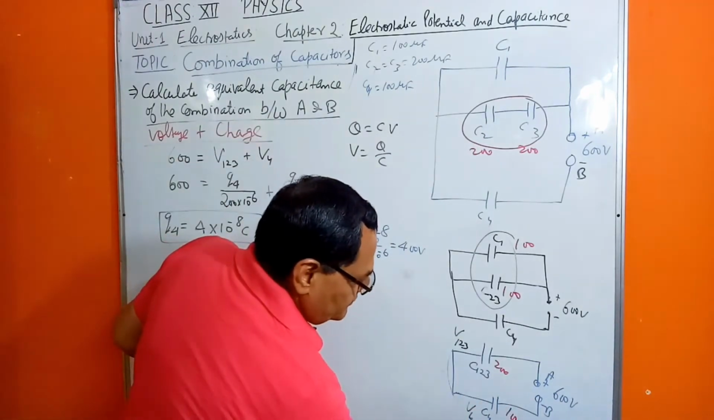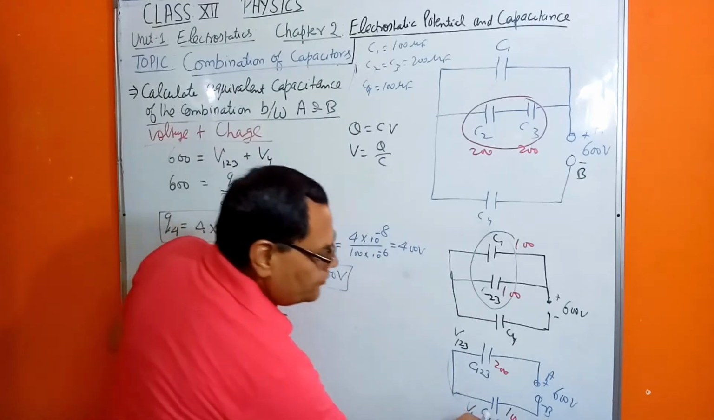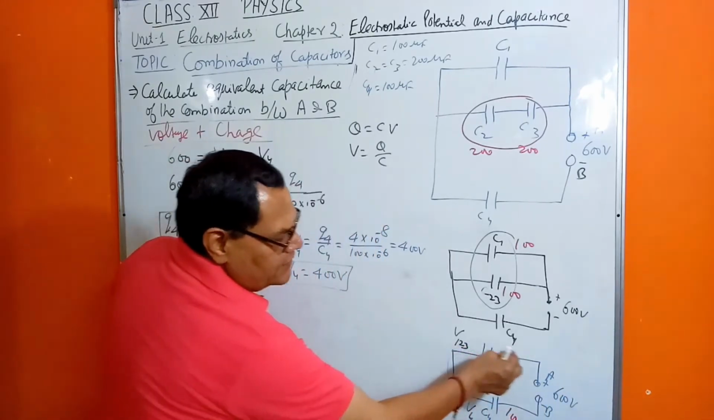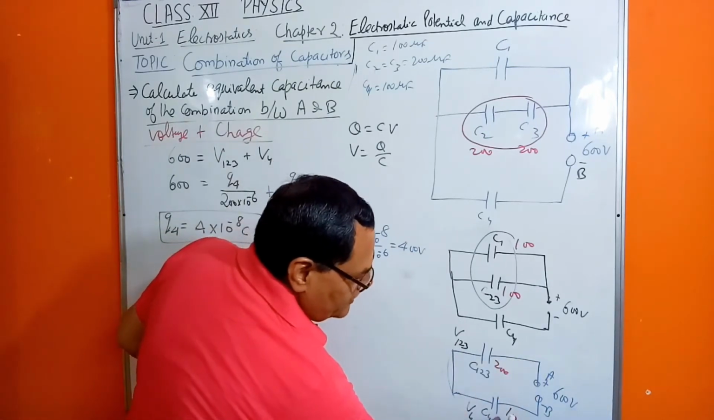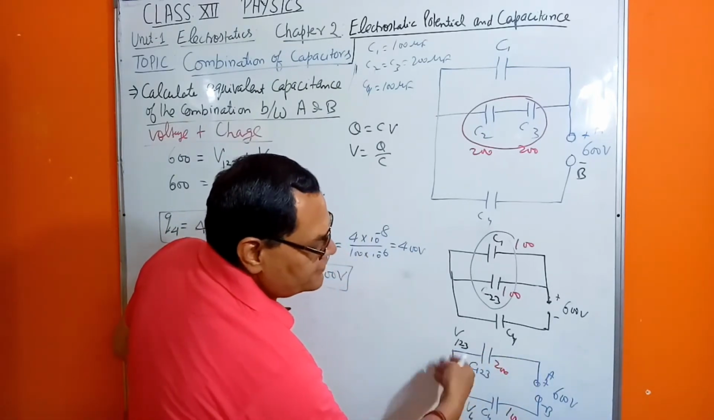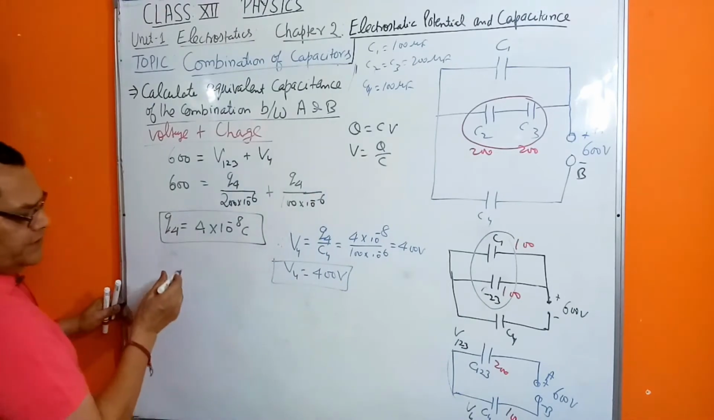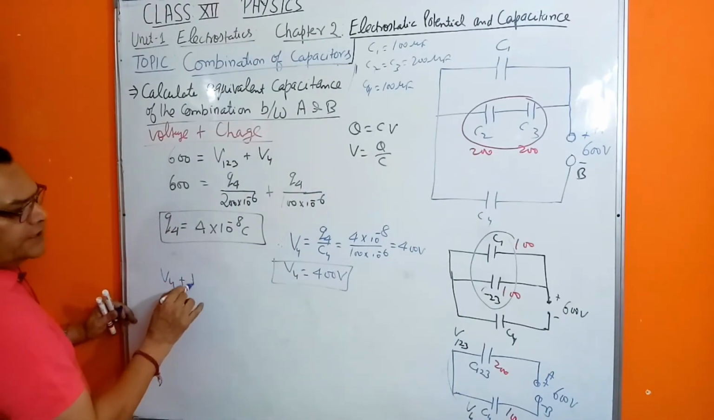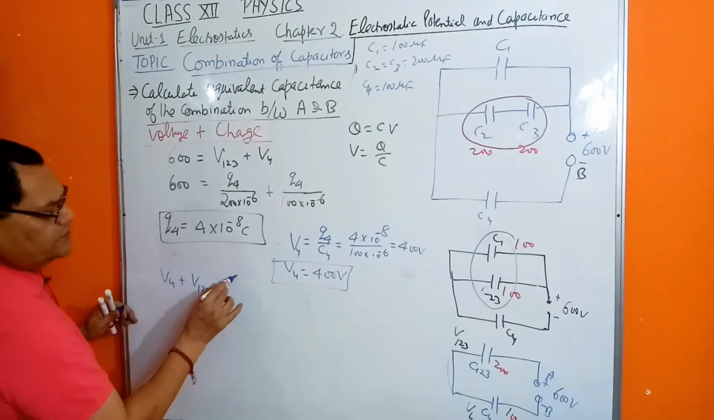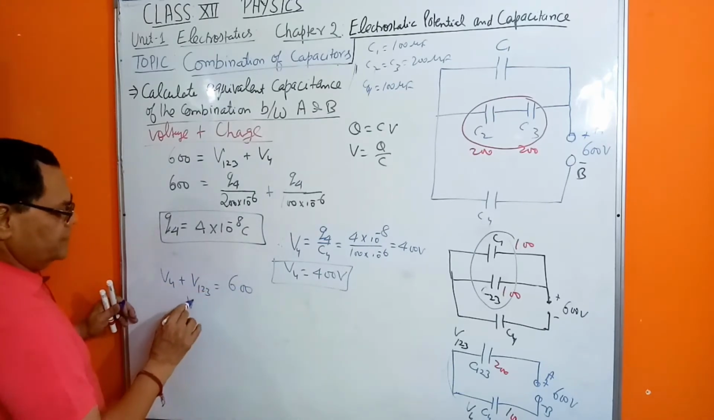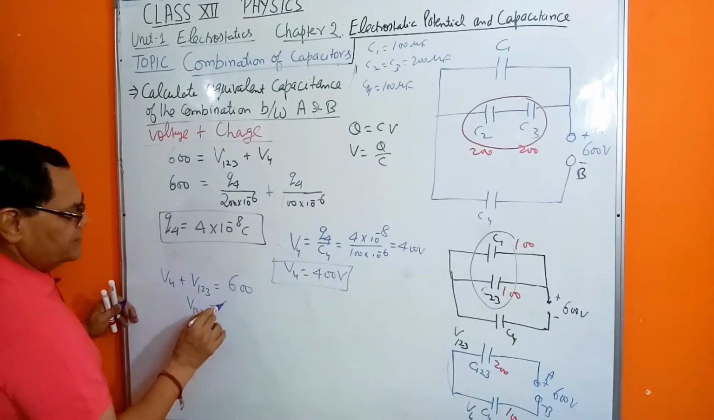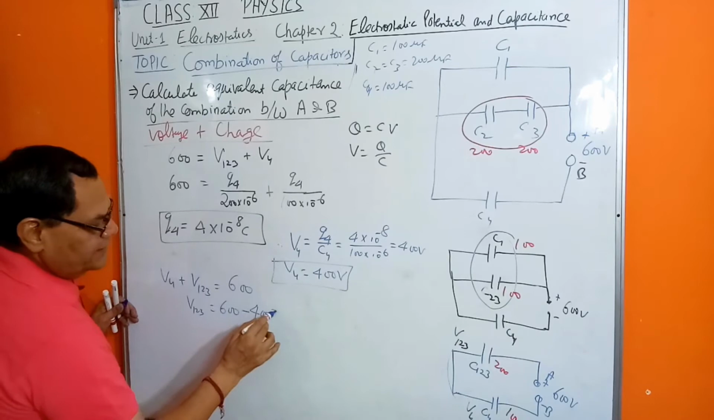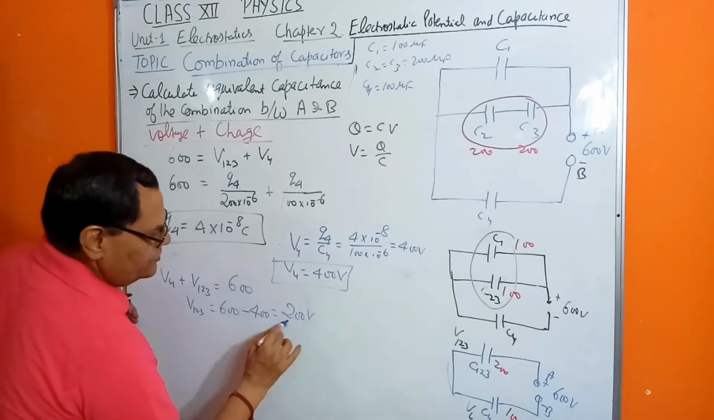If C4 is having a voltage of 400 and the total was 600, because in series the voltage divides, so here it is 400. So how much will be the voltage on this? Simply 200. We can say that V4 plus V123 must be equal to 600. We need to find V123, so 600 minus V4, and this V4 we got as 400. So finally you are getting 200 volts.